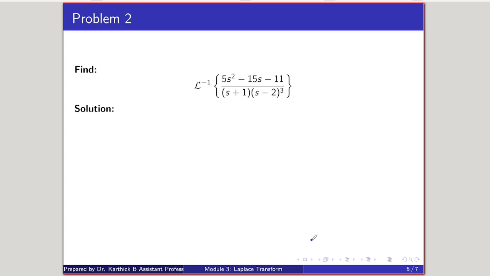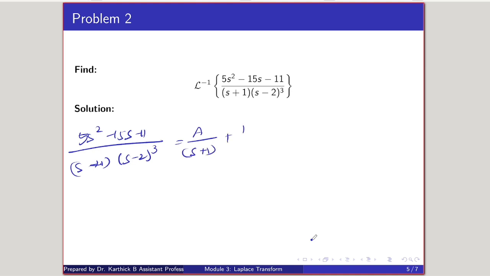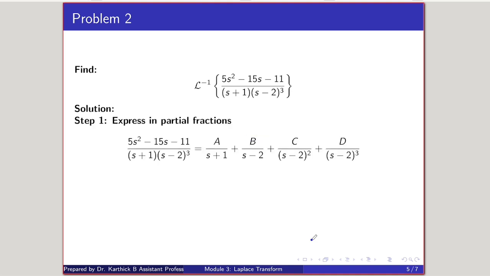Next, how do we do the partial fraction here? I may take the term (s plus 1)(s minus 2) whole cube. So here I take s plus 1 one time, and I have to give the powers in the reduction way: C divided by (s minus 2) whole square, D divided by (s minus 2) whole cube. This will be the partial fraction.